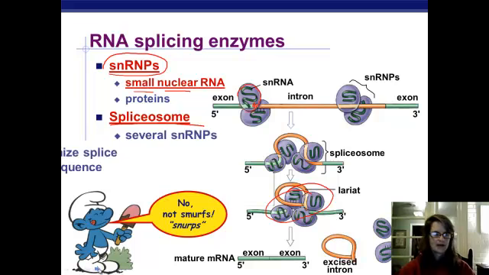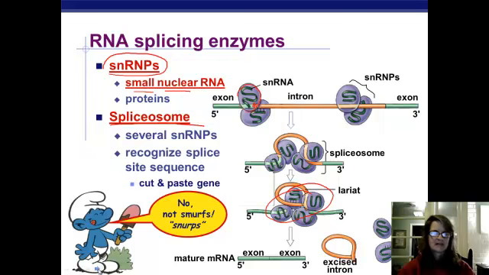RNA, and paste it together. They cut and paste it just like that. They take out the intron and they glue the two exons together, and that's what SNRPs do. Again, another really important use of RNA, a way that RNA kind of acts like an enzyme to a certain degree. Okay?